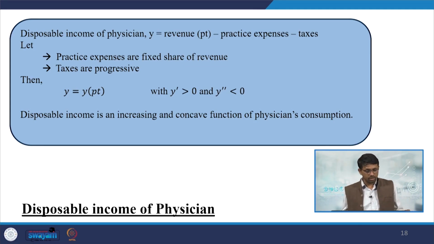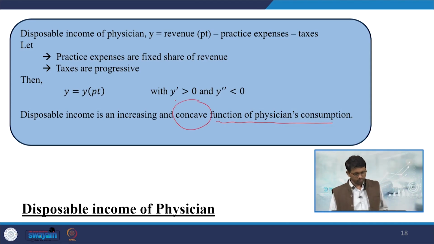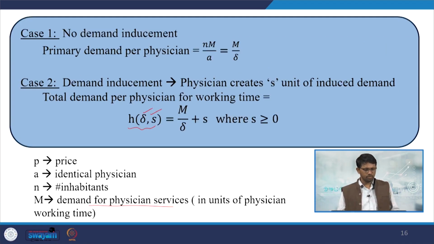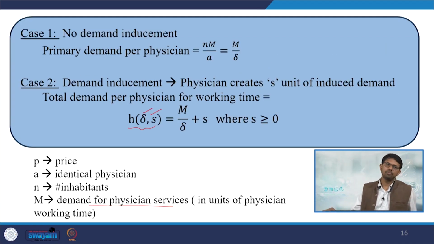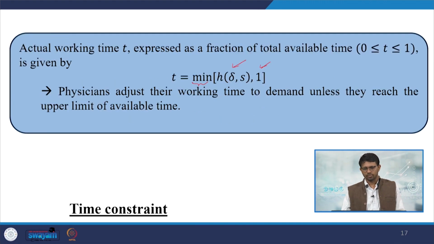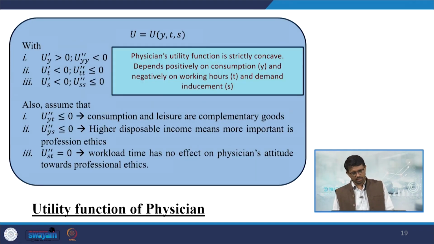Hence, disposable income is an increasing and concave function of physicians' consumption. Okay. So, this is a concave function. So, we have presented the time constraint, we presented the very simple framework of induced demand for healthcare through the supply, then time, then we discussed the disposable income of physicians.